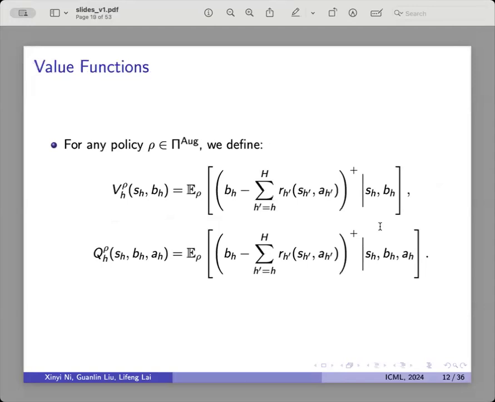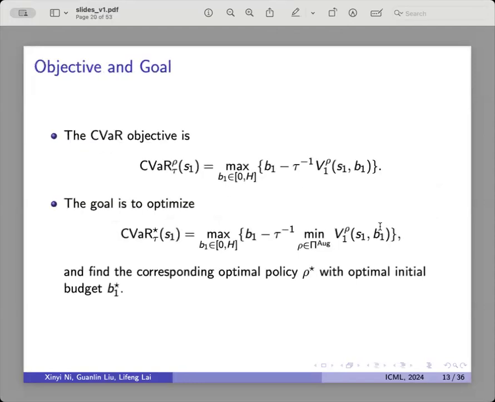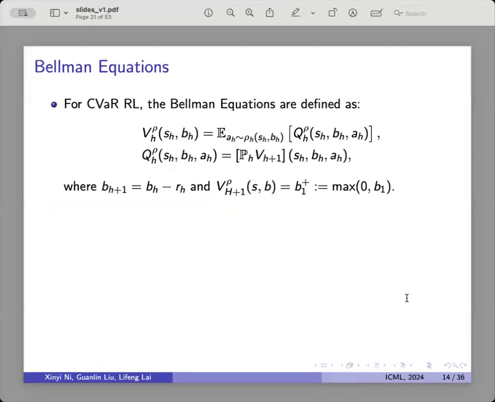We follow the idea of dynamic programming. We define the value functions in this way and also reformulate the objective by replacing the inside part with the value function V. The goal then becomes to optimize the CVaR value and find the corresponding optimal policy rho star with optimal initial budget B1 star.